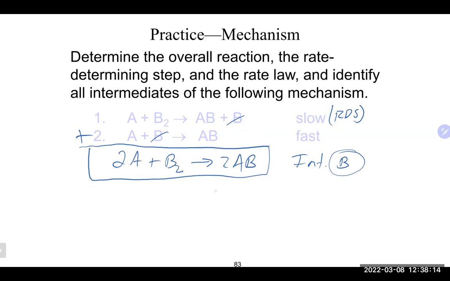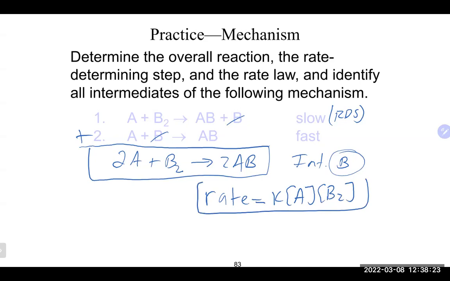And that means the rate law would be coming from that slow step, which would be k times A times B to the 2. Any questions on any part of that one there? Questions on mechanisms or anything about that?